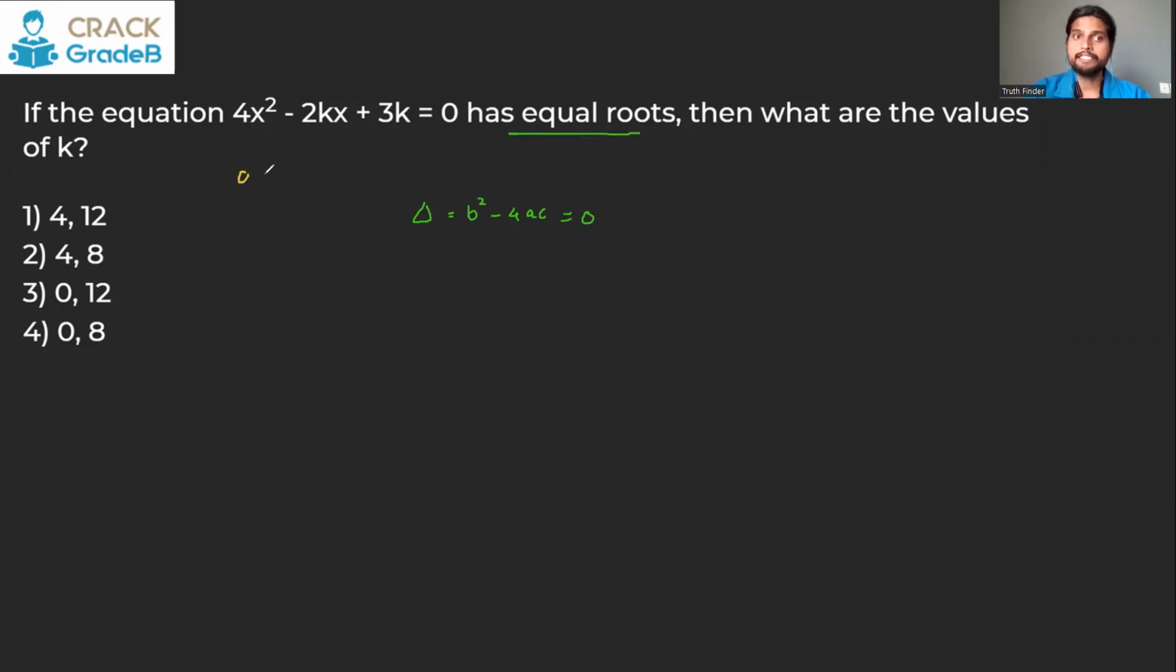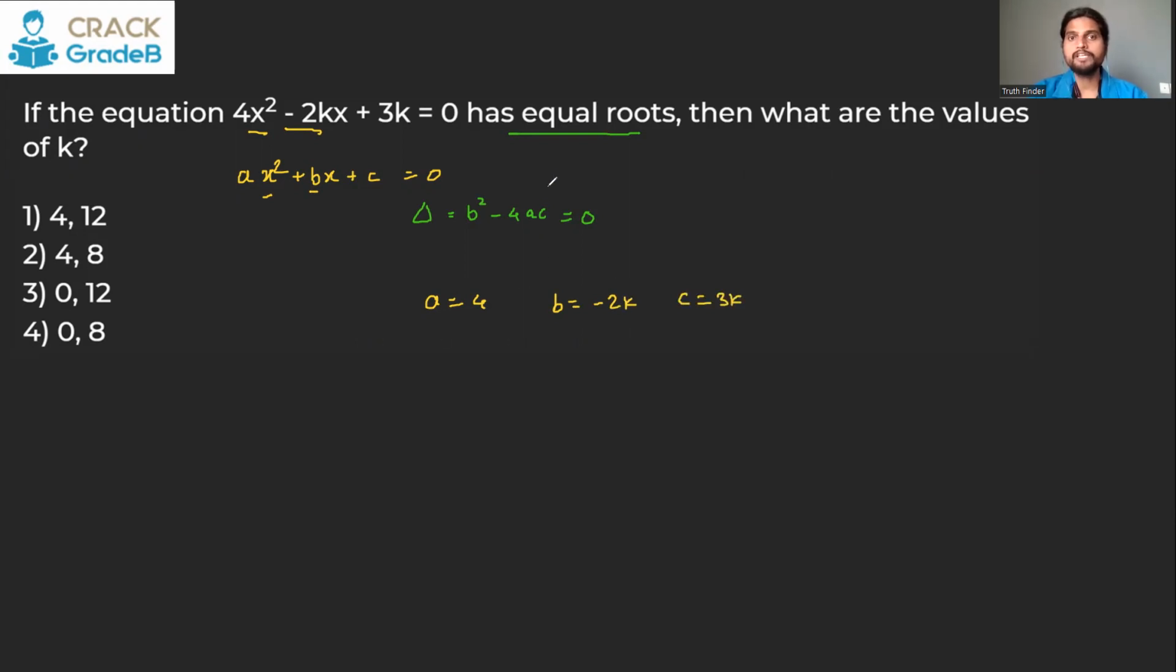For that, you need to write the general form ax square plus bx plus c is equal to 0 and map. So here x square has coefficient 4. That means a is equal to 4. b is equal to minus 2k. And c is equal to 3k.